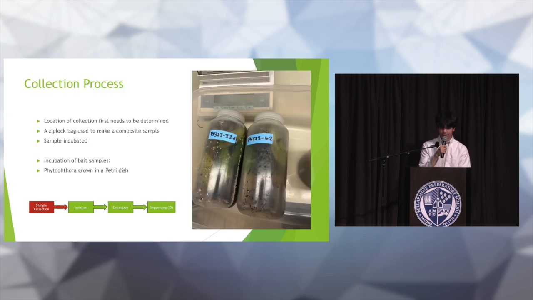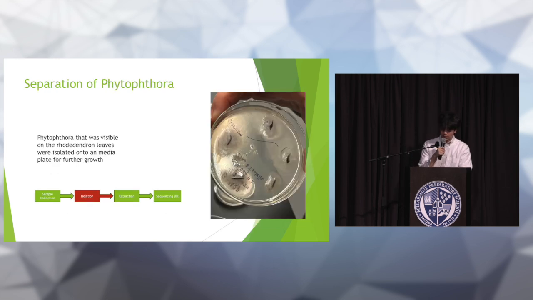For each sample, a location for collection would be determined, and about an inch worth of soil would be gathered with a small shovel. A bottle would be filled with water. 2 healthy rhododendron leaves were placed with the sample and rested for 2 days. Afterwards, symptoms of Phytophthora were isolated onto a media plate for further growth.